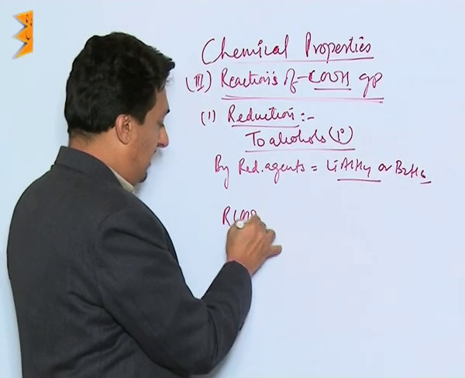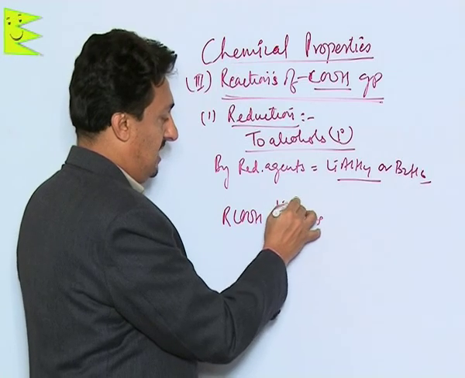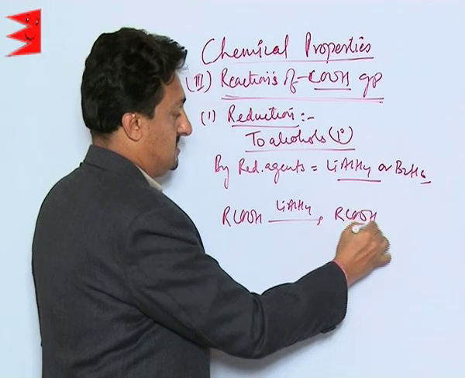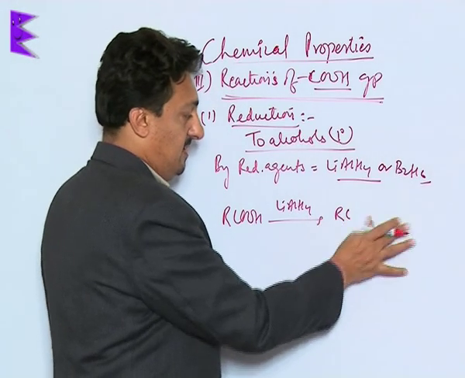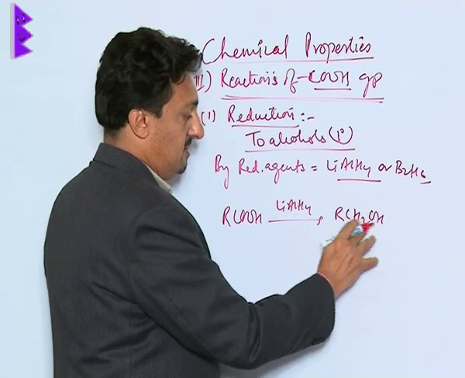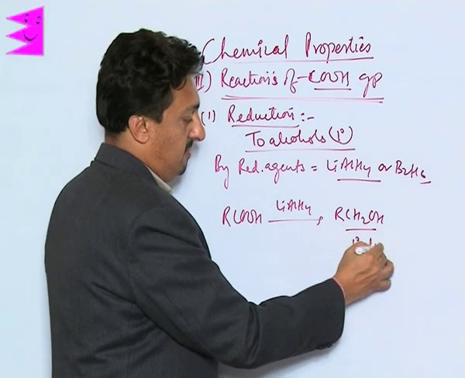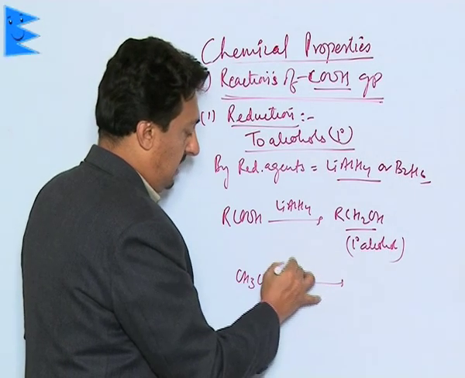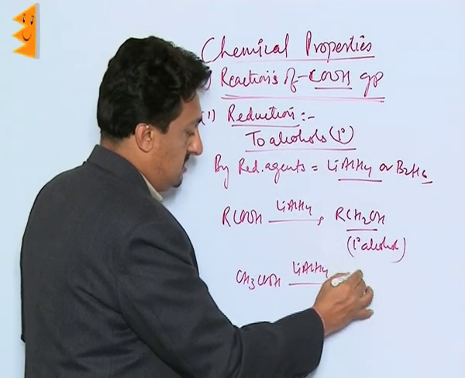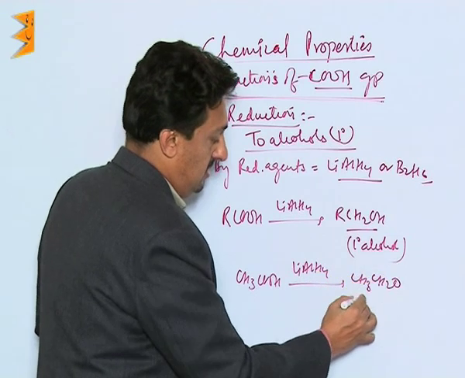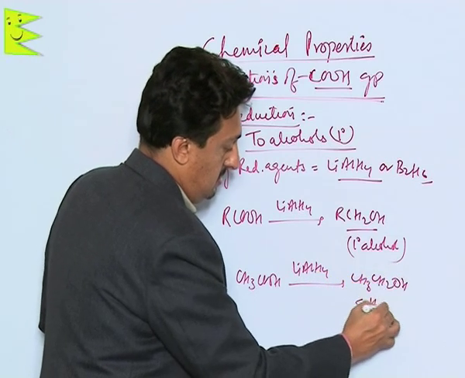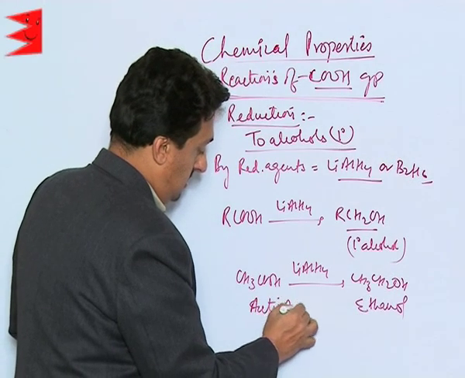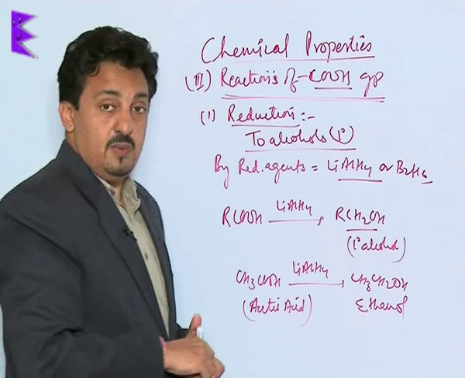Any carboxylic acid by reduction with LiAlH4 will give us what? Carboxylic acid. Sorry, it will give us primary alcohol. That's most interesting, primary alcohol. So acetic acid can easily be reduced to ethanol like this.